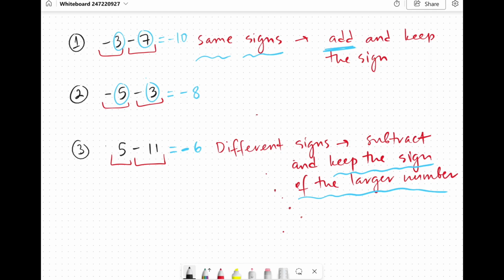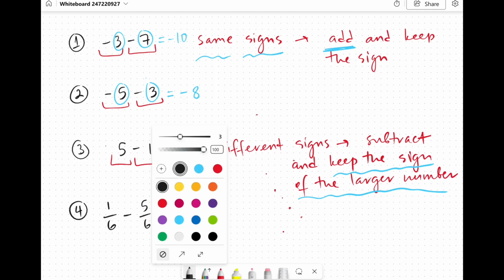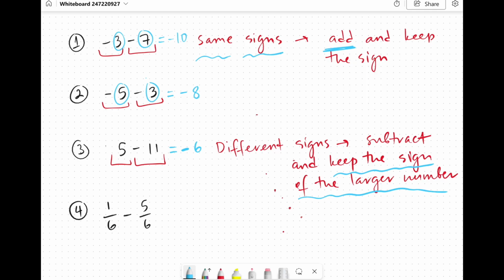So now with number 4, it's 1 over 6 minus 5 over 6. This is subtraction of two fractions. Keep in mind that to subtract fractions, you have to have the same denominators, which you already do. Your denominators here match, they're each a 6. And that allows you to transfer that 6 into the denominator of your answer. All you have left to do is combine the numerators.